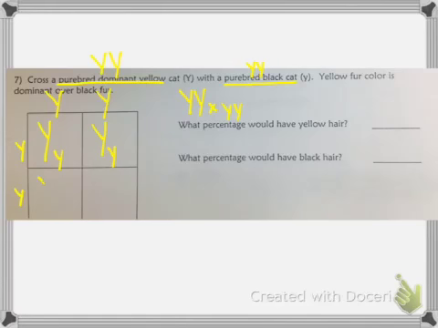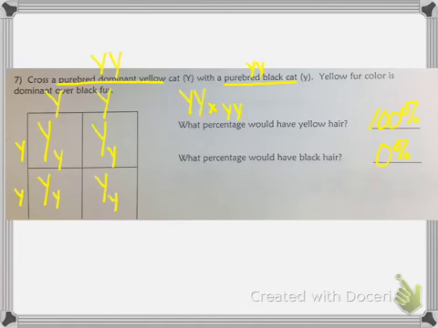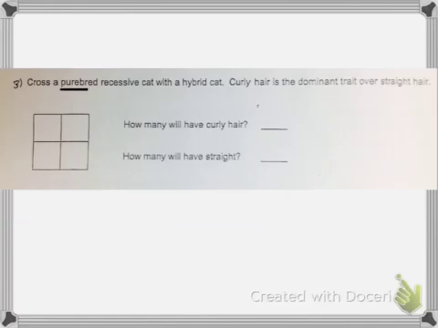And all of the offspring will actually be hybrids, capital Y and lowercase y. And so the percentage of the offspring that would have yellow hair would be 100%, and the percent chance that they would have black hair would be 0%. And this is just like Mendel's first experiment with the pea plants. All right, moving on to number 8.